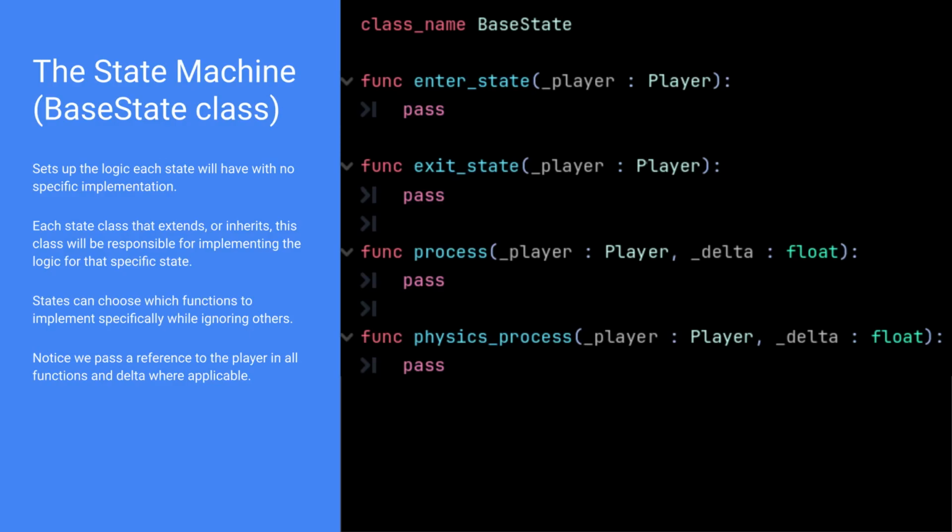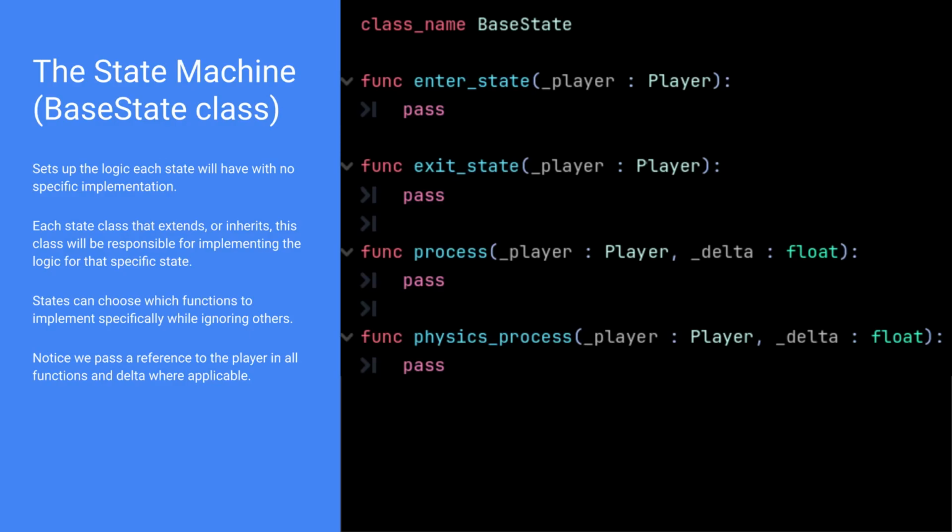So you'll see that most of our states, the only thing we implement is the physics process, and we leave most everything else alone. There is one state where we actually use the enter state as well, but this is up to each specific state to choose whether or not to implement this functionality. But we always want to guarantee that there is some kind of implementation for it. The default implementation for each of these things will just be to do nothing.